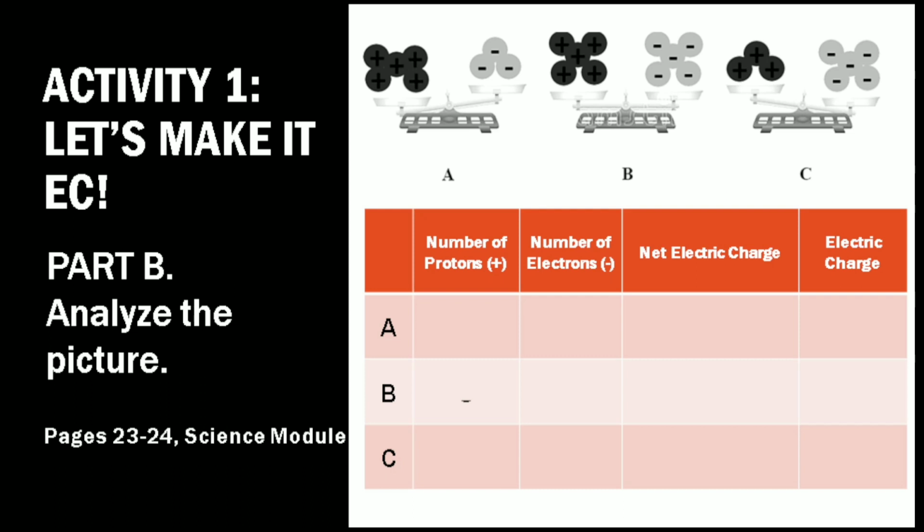Alright, so let us check your work. For scale letter A, the number of protons is 5. If your answer is 5, then you are correct. Then for the number of electrons, how many does it have? Correct, it's 3. Now, let's have the net electric charge. Same thing with how we answered the previous example. We have here plus 5 plus negative 3, because electrons carry a negative charge and the protons carry the positive charge. So therefore, we have positive 5 plus negative 3.